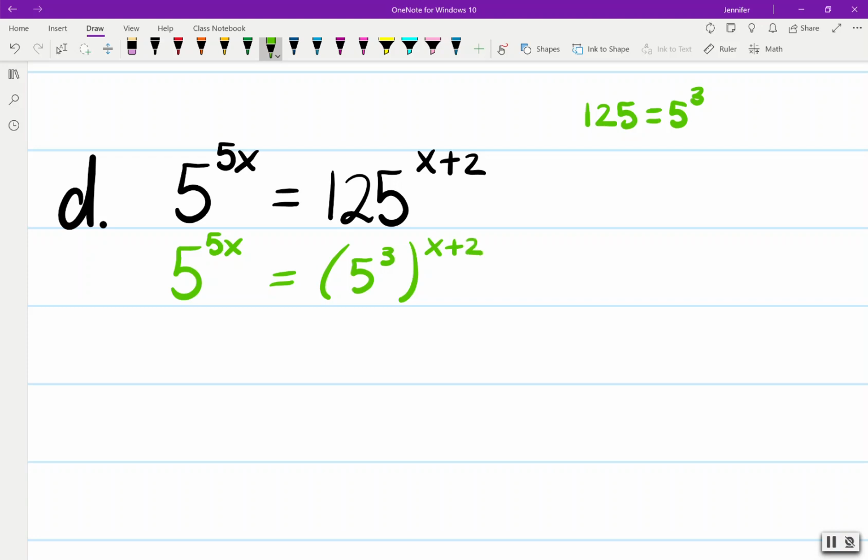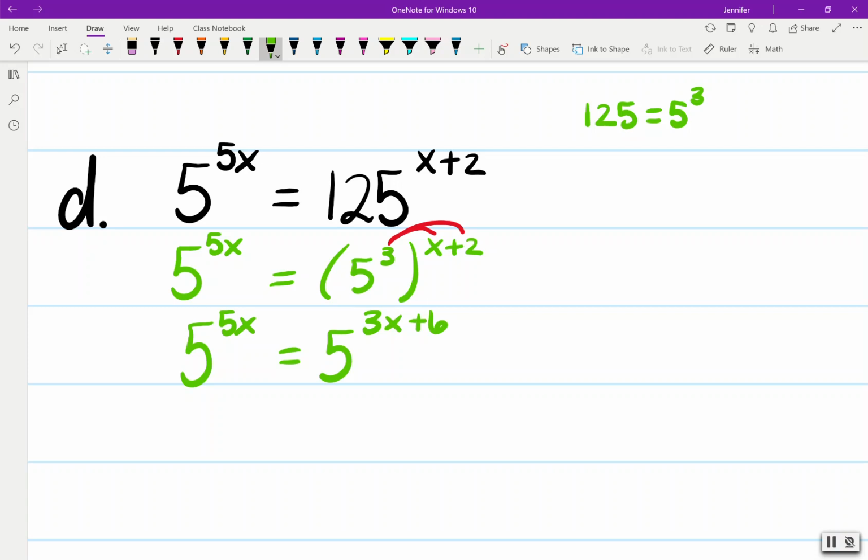On the right side, what do I need to make sure that I do with the 3 and the x plus 2? What's that called? The thing with the lines? It's called what? Distribute. Good. So we need to make sure that we distribute here. So it becomes 5 to the power of 3x plus 6.